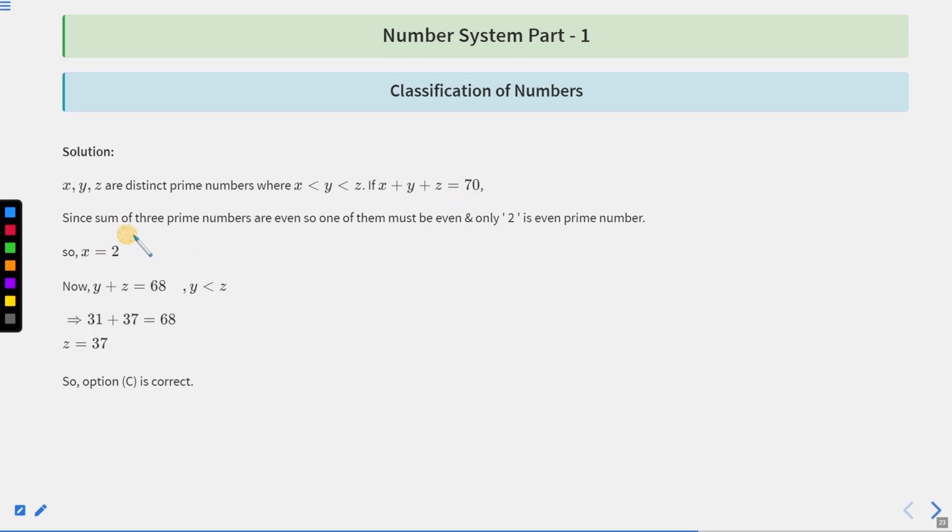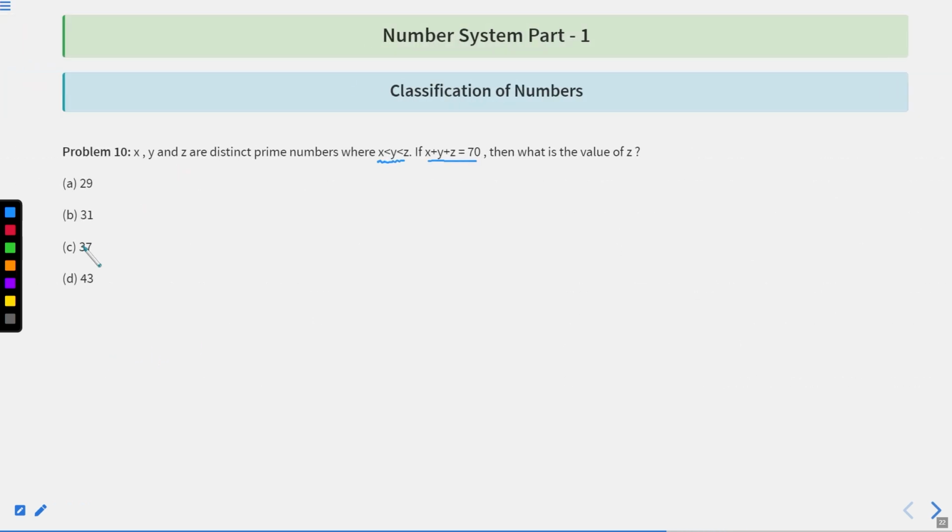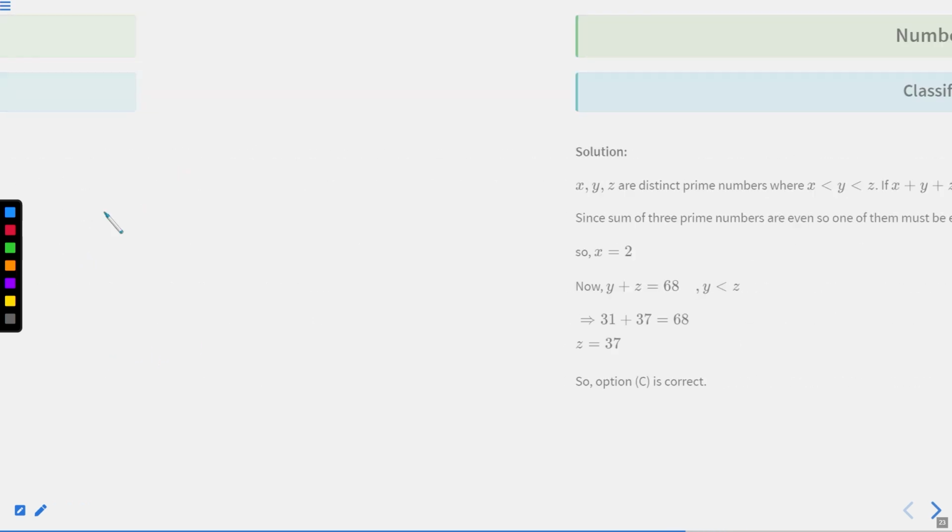Since the sum of three prime numbers is even, one of them must be even. This thing we have already discussed, so there is no need to discuss it again. So let's move ahead, and it directly follows that 2 is one of these numbers. So now Y plus Z is going to be 68, and we know that Y is less than Z, and 31 plus 37 is equal to 68, so Z is going to be 37. So our final answer should be C.